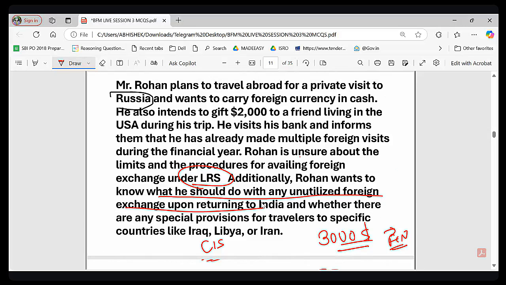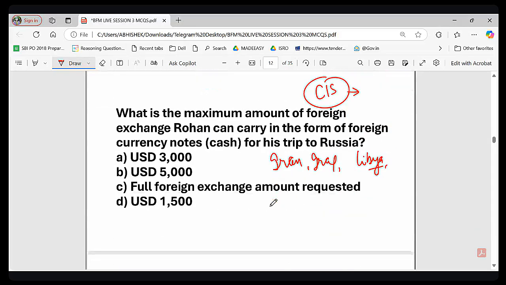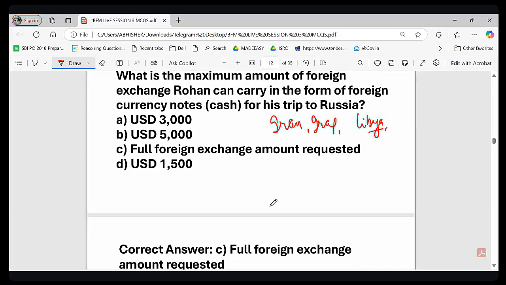Let me ask you, how many days does a traveler have to surrender the unutilized foreign exchange to an authorized dealer in India? Option number one, 30 days. Option number 2, 90 days. Option number 3, 180 days. Type your guess in the chat.